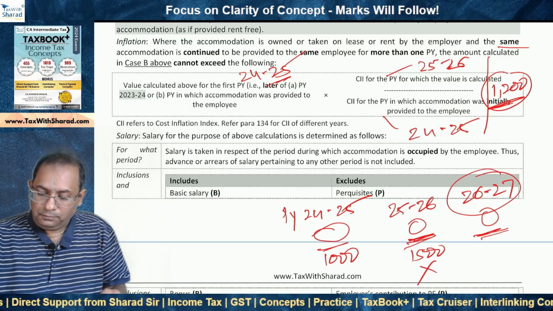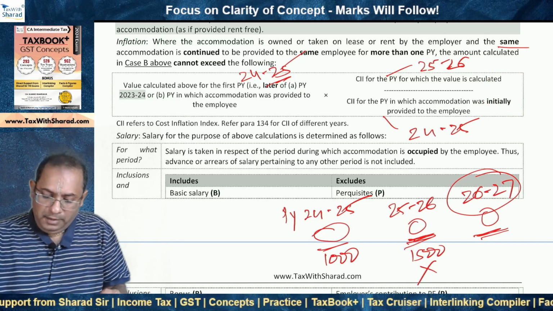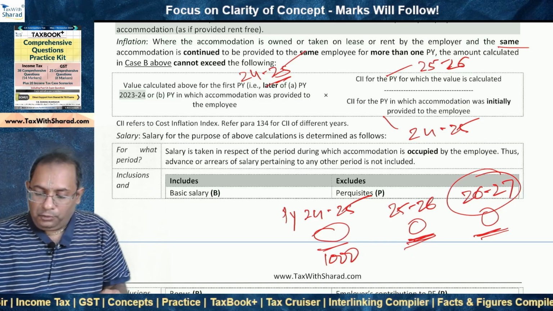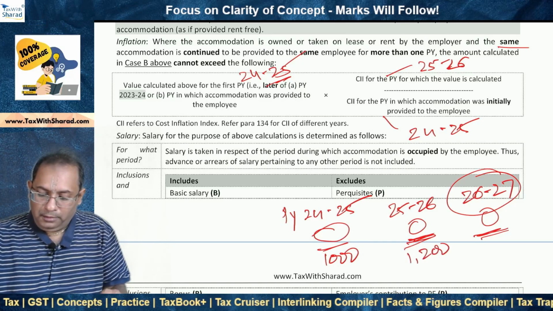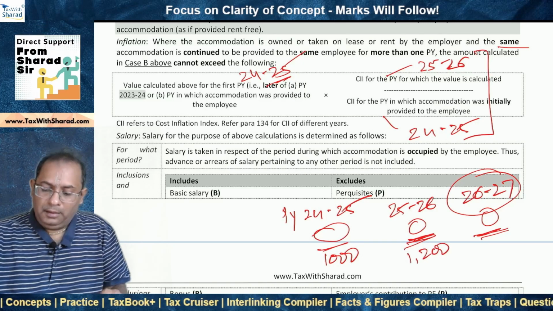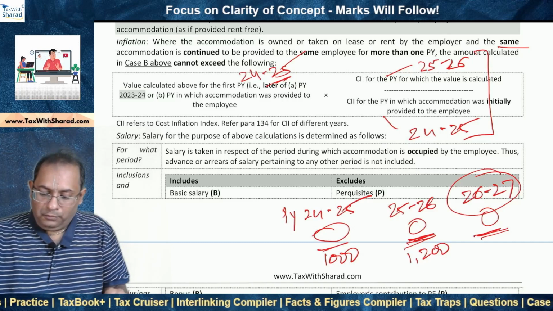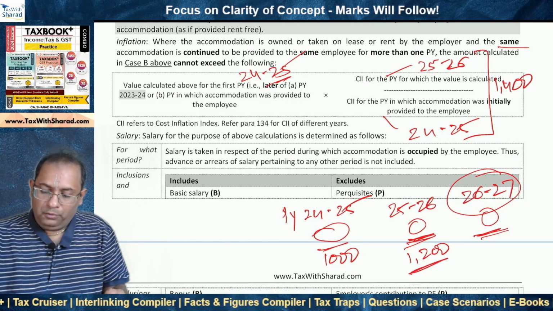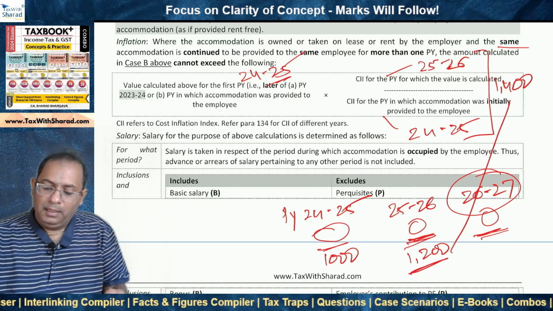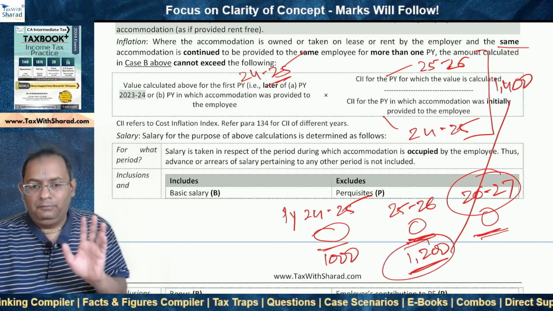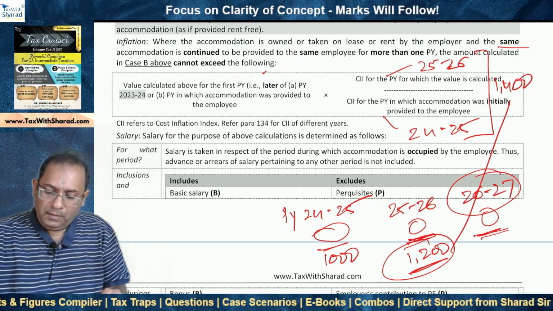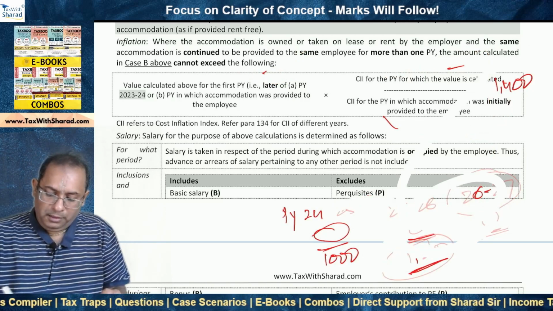But if, say, the actual value for 25-26 that we arrive at is 1,200, and the inflation adjusted value that we calculate is 1,400, then since this 1,200 doesn't exceed 1,400, the actual value 1,200 will be taken. So this is how the concept works. And now let's see an example to understand this better.